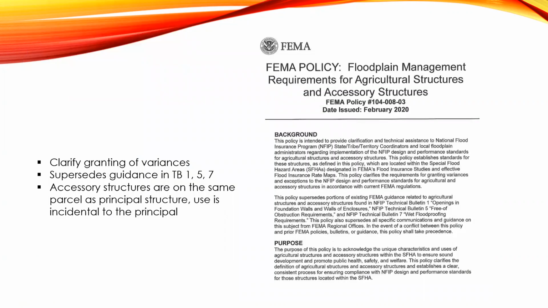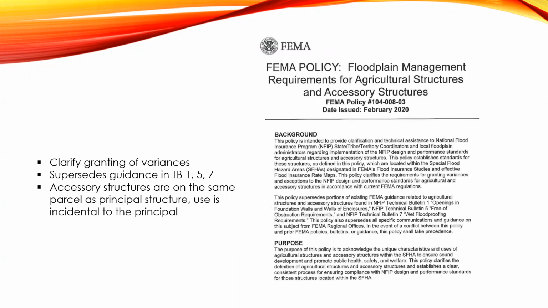So this was released in 2020. And so this is the FEMA policy on agricultural and accessory structures. This was released, I think, before the full document. So this is kind of a condensed version of that, but it does work in conjunction with the new technical bulletin 7 on wet floodproofing that was released in May of 2022. And so that's why it says it supersedes technical bulletin 1, 5, and 7 as far as these types of structures. Like I said, the new technical bulletin 7 was released after this. And so it does coincide with what that says.